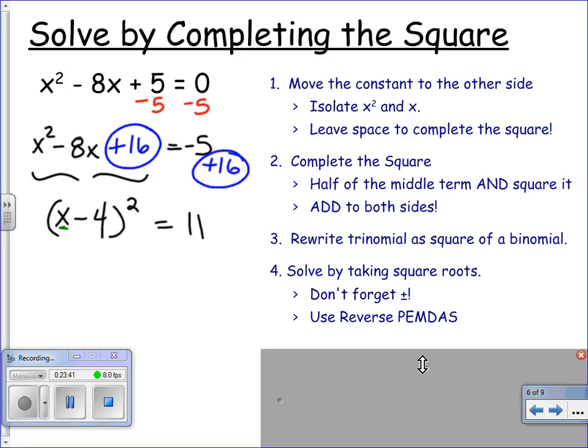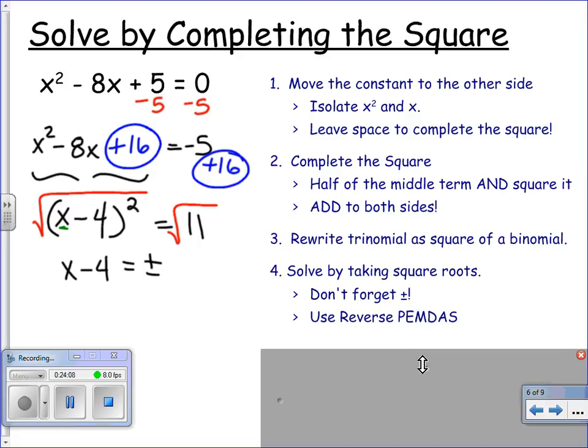So where we're at, we have this quantity x minus 4 squared, and it equals 11. We're going to take the square root of both sides. A square root will cancel out the square so that I'm just left with x minus 4. Don't forget my plus or minus.